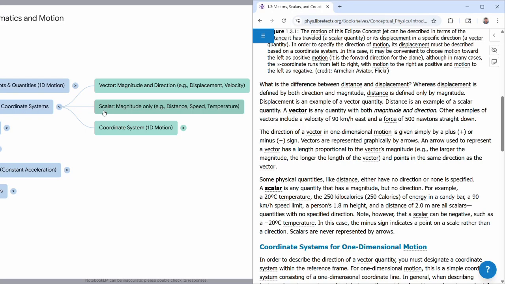Some quantities are naturally scalar, like temperature. Some of the scalar quantities come from a vector quantity. Distance is the absolute value of displacement. It's the displacement without the direction. That's a distance. And speed, even though in everyday language, that's a synonym for velocity.